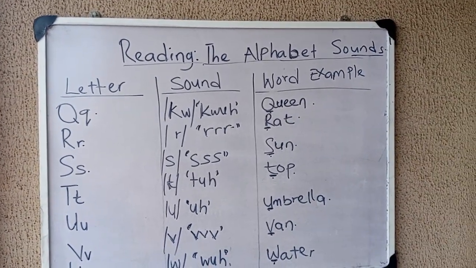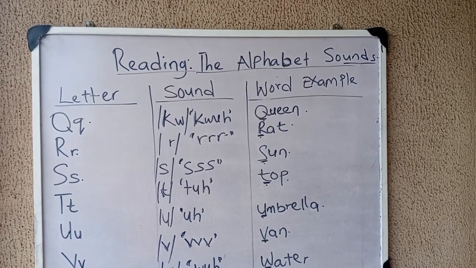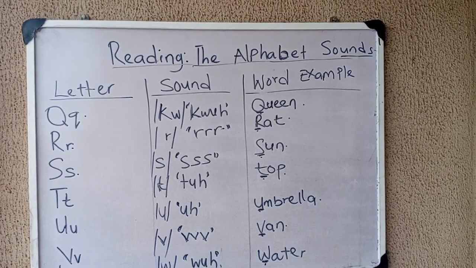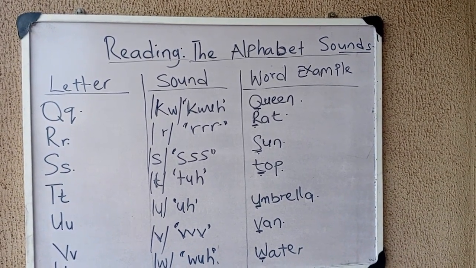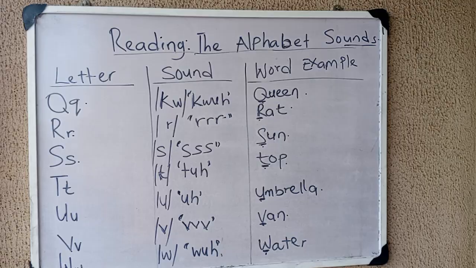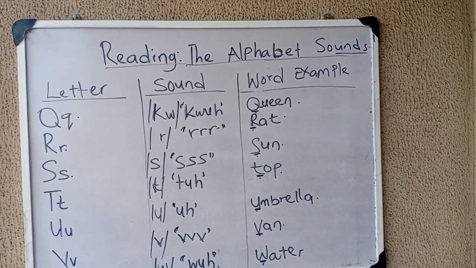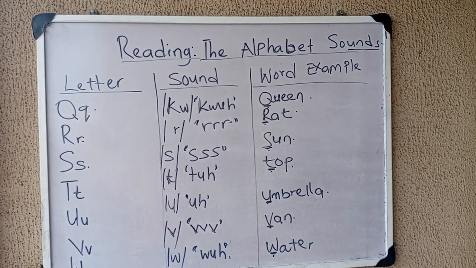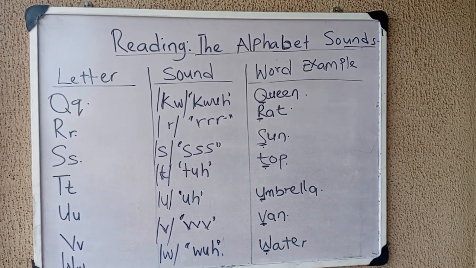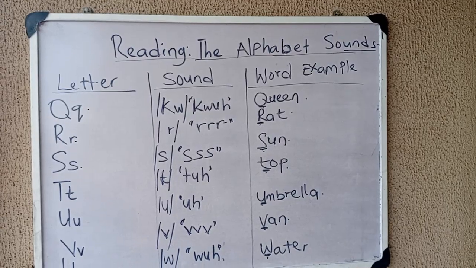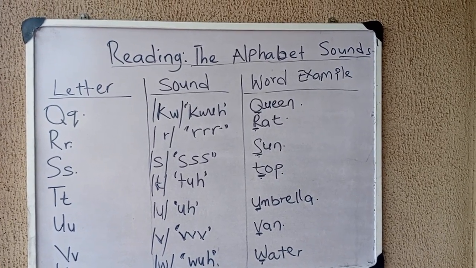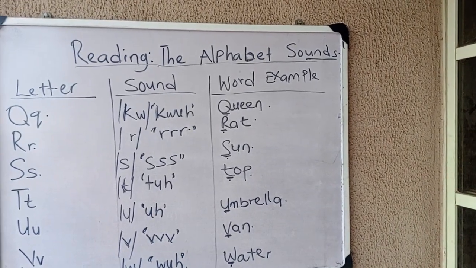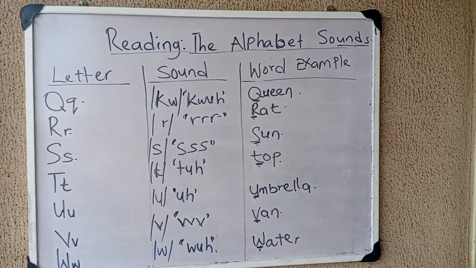So in continuation with our reading, we're almost getting to the end of our alphabet sounds, the foundation for all readers, all learners. So today, as usual, we have the letter, we have the sound for each of the letter, and then we have the word example.